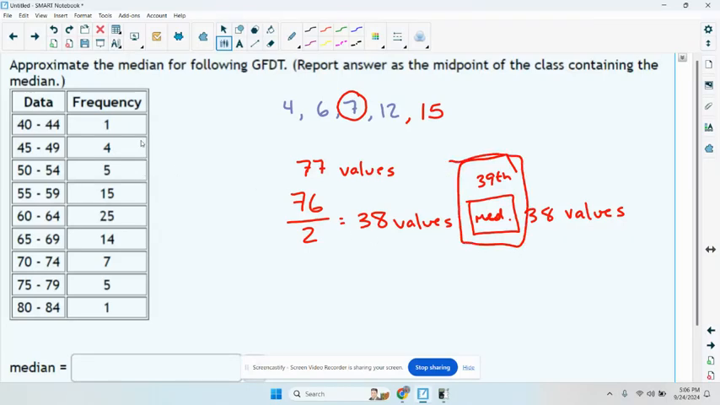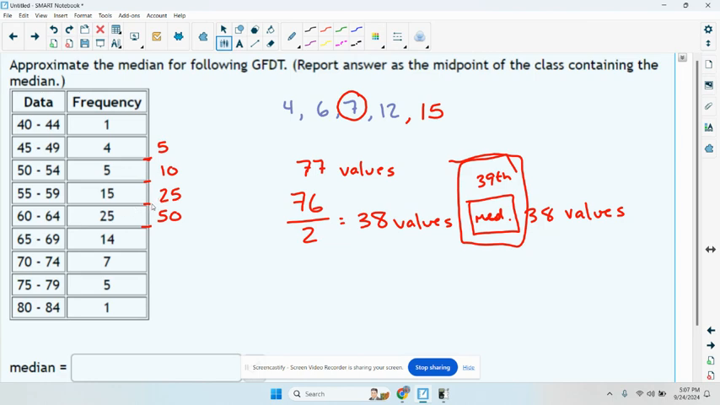So now I just have to figure out which class the 39th value falls into. Well, if I add up the frequencies, in the first class there's only one value. Let's see if I jump to the end of the second class. If I add these two frequencies together, I get 5. So there's 5 things contained in the first 2 classes. If I add up the third frequency, I get 10 things. Add up the fourth frequency, I get 25 things, 10 plus 15. Add up this frequency, I get 25 plus 25, I get 50. Okay? And you can keep going, but I think we've gone far enough.